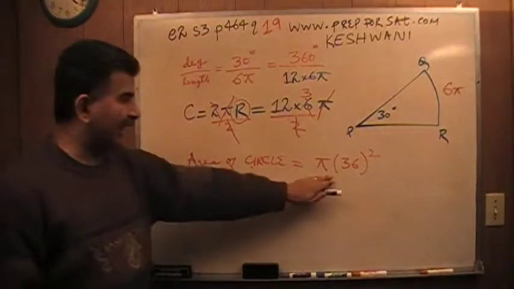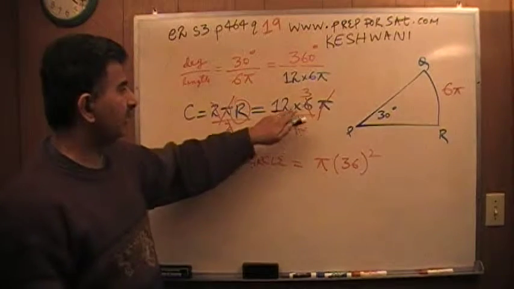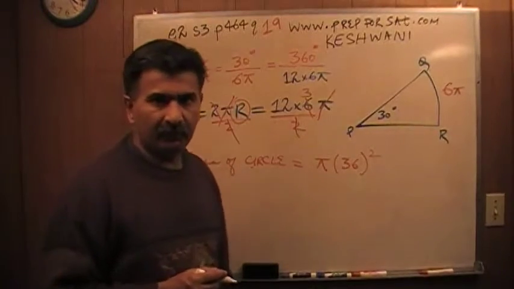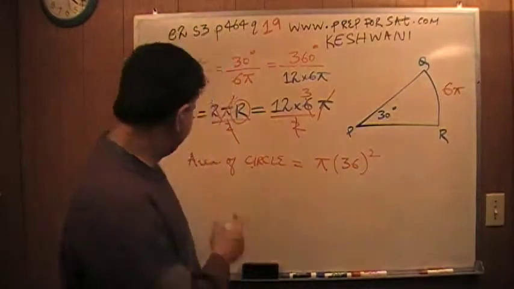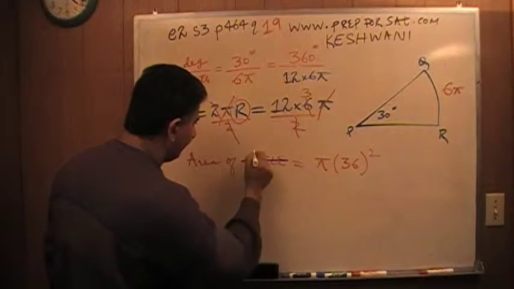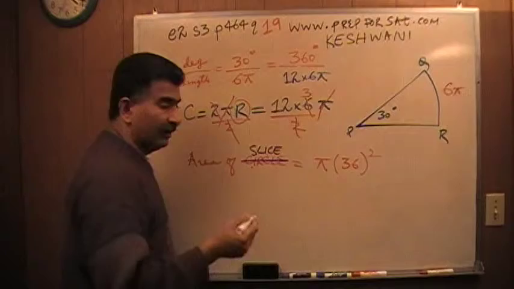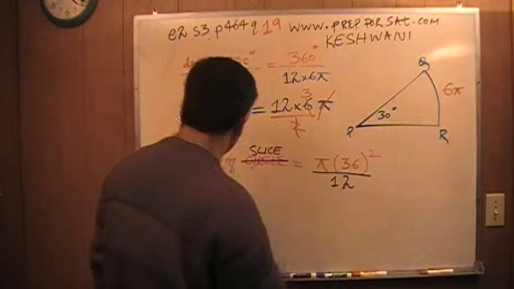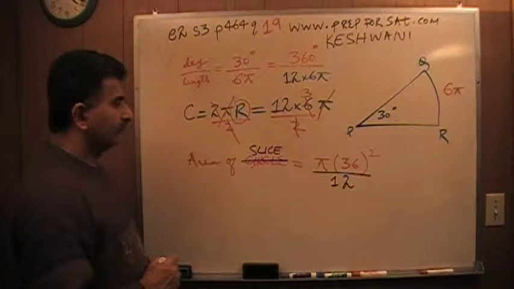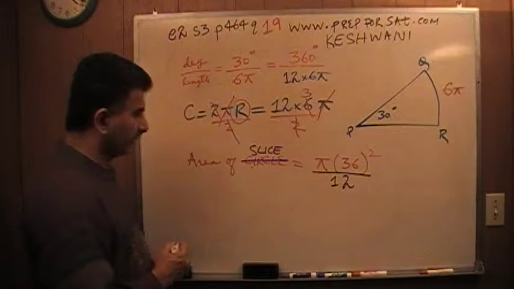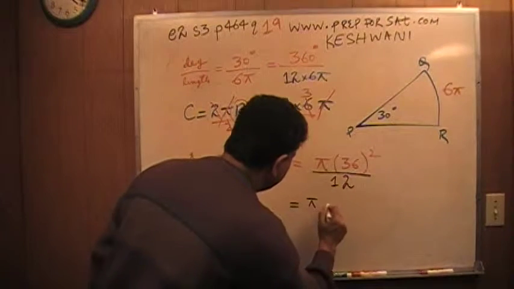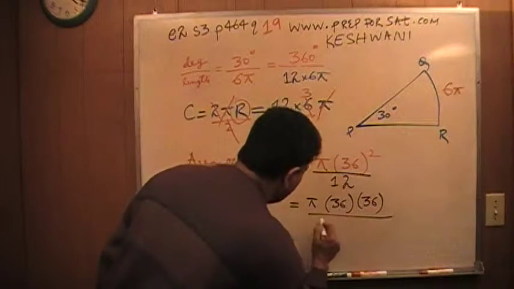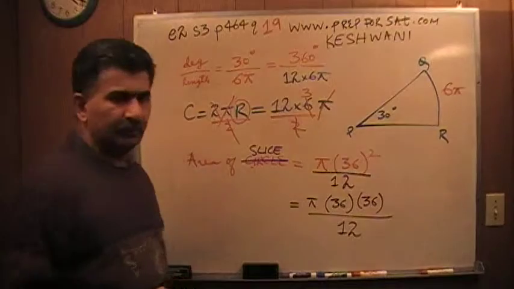If the area of the circle is pi r squared, because we just found the r to be 12 times 3, what do you suppose the area of that slice will be? That slice, as we said before, is the 12th of the circle. So the area of the slice, which they are referring to as a sector, would be a twelfth of that. Let's solve for it. So it's pi times 36 times 36 over 12.